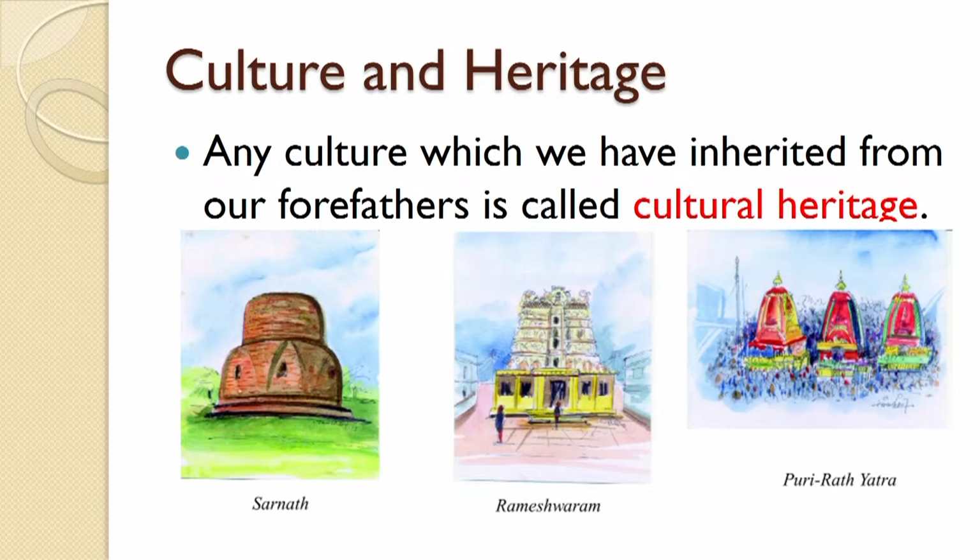So now let's understand what is culture and heritage. Here in this slide you can see that there are two terms. One is culture. Culture means the way we are living, while in case of heritage we can say that it is the thing that is transferred from our forefathers, or what we have inherited from our forefathers. So when we say cultural heritage, we mean any culture that we have inherited from our forefathers, we call it cultural heritage.